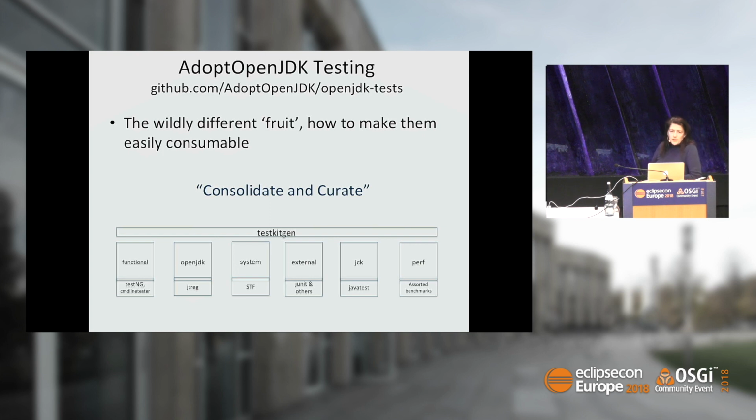Then we have the system tests. This is another type of performance test, in fact, because system tests in this category include a lot of load and stress tests. So they are able to kind of bring a JVM to its knees if there's something wrong with the JVM.